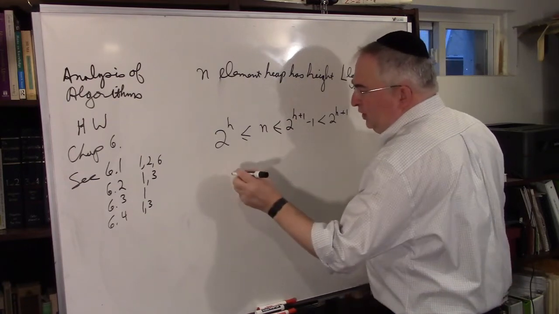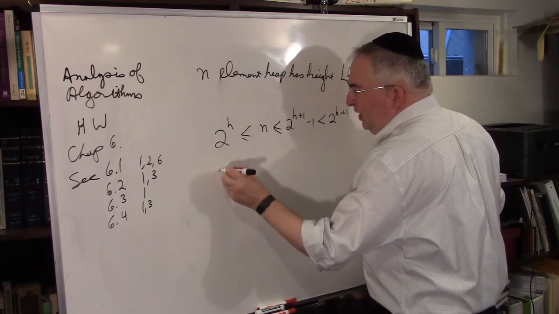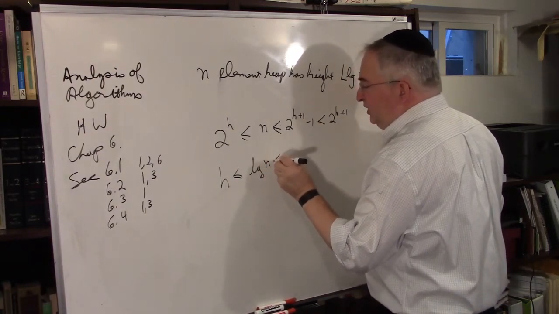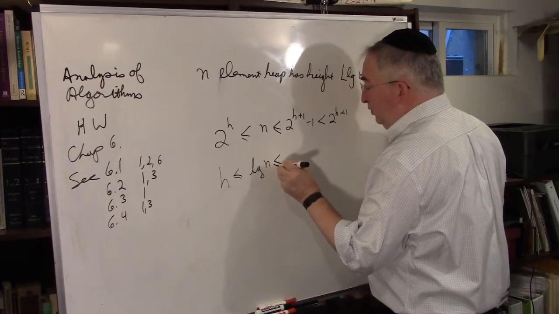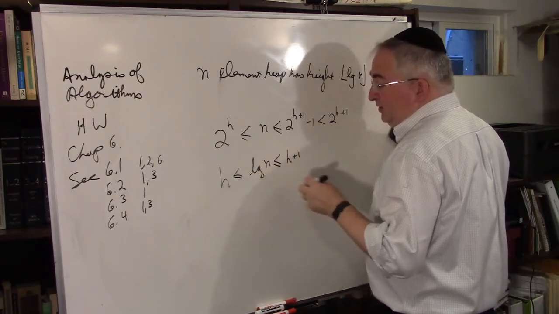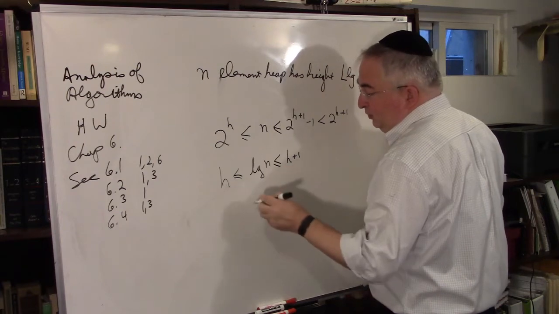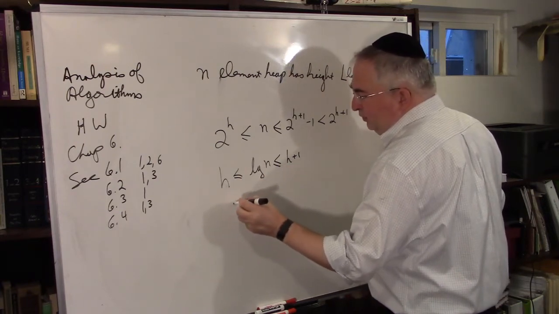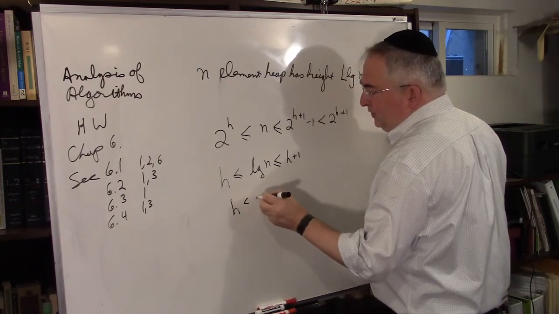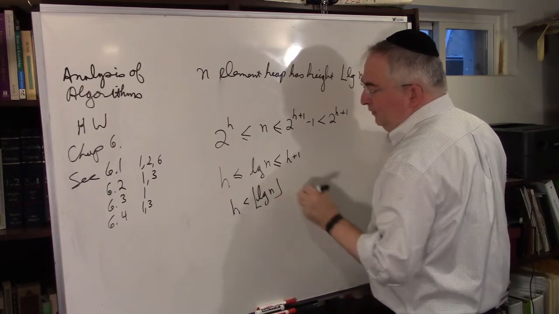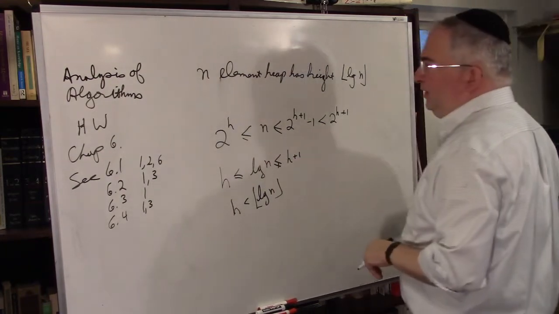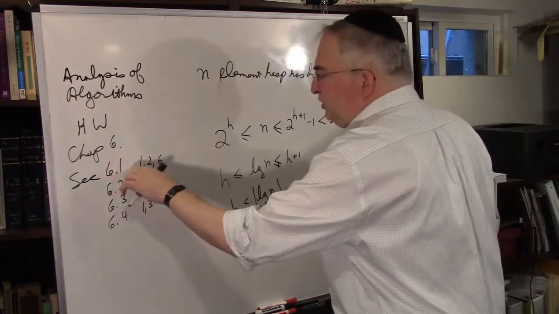Now just solve for h. So you solve for h by taking logs on both sides. So you get h is less than or equal to log of n, which is less than or equal to h plus 1. And so it's an integer between h and h plus 1. So you have to do this: h is less than log of n floor. Okay, maybe I'm wrong about this. Got to think about it. Okay, that's section 6.1, number 2.